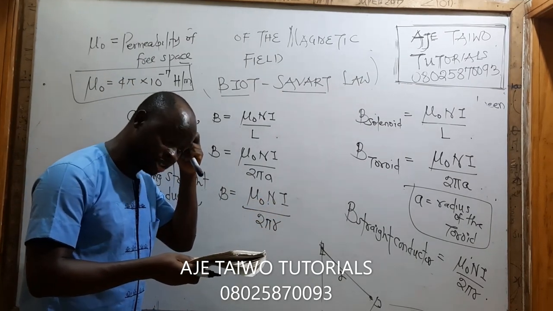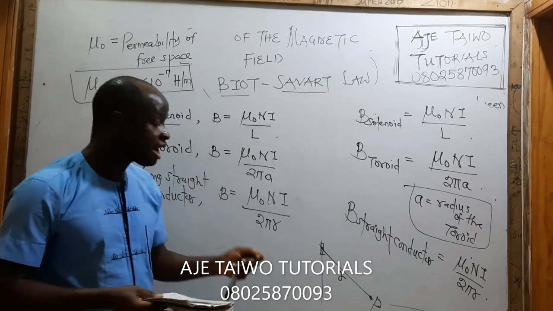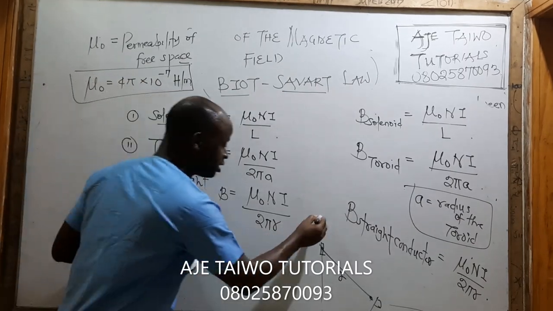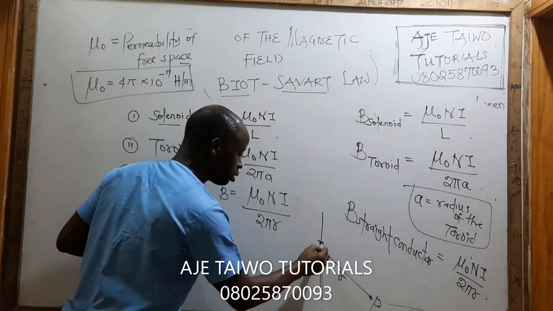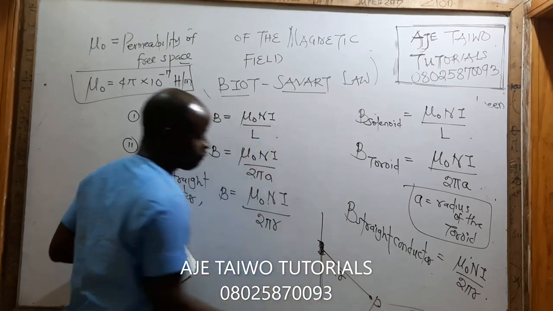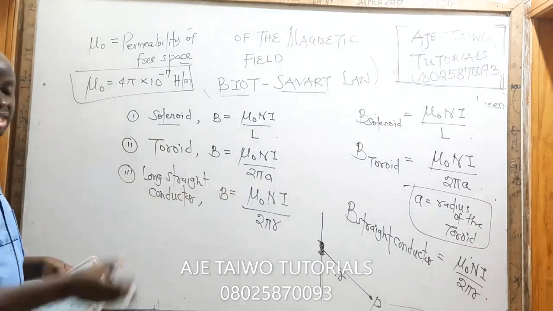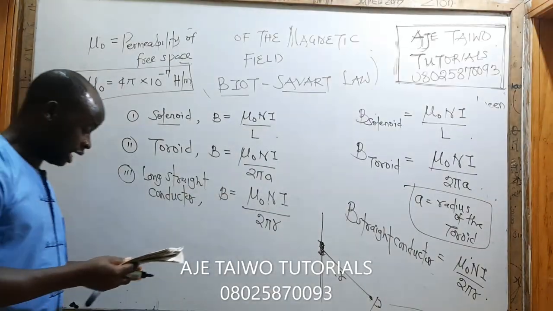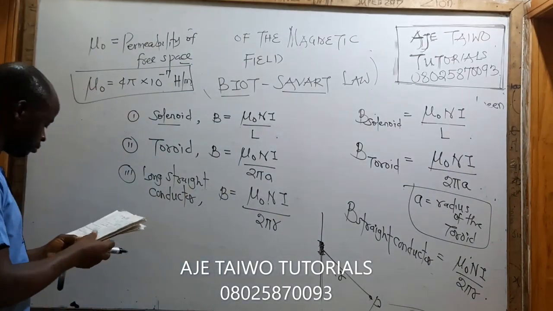Where R is what? R is the distance from the conductor. I've said it. This is a long straight conductor. The distance from this part, this is your R, from that part to the point in consideration. That's that. So let's see this one.